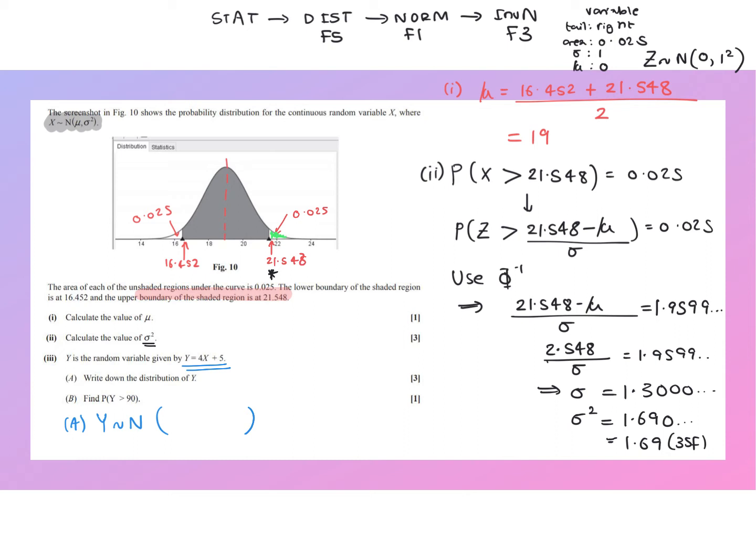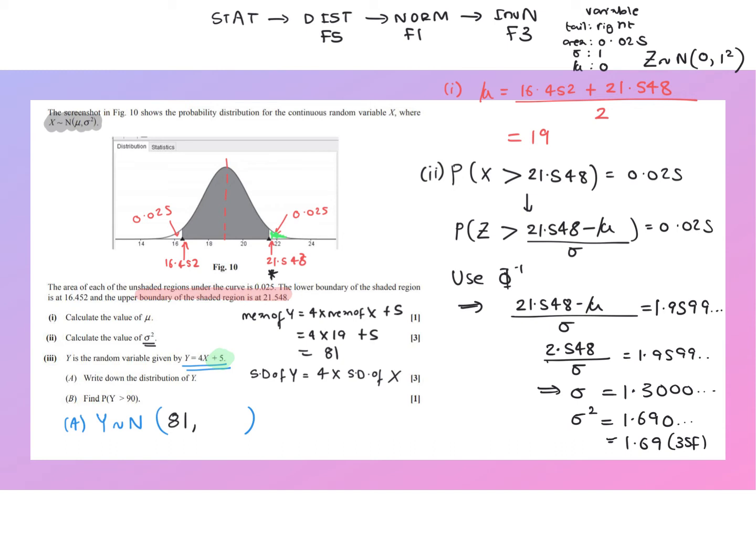Now, the mean of y is going to equal 4 times the mean of x plus 5. So that's going to be 4 multiplied by 19 plus 5, which comes to 81. So the mu value for y is 81. Now, we then know that the standard deviation of y is going to equal 4 times the standard deviation of x. Remember, this plus 5 here does not affect the value of the standard deviation.